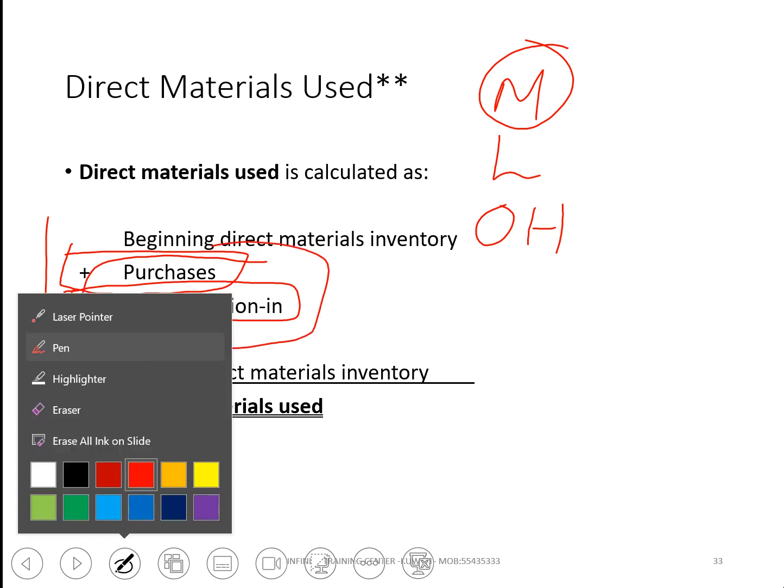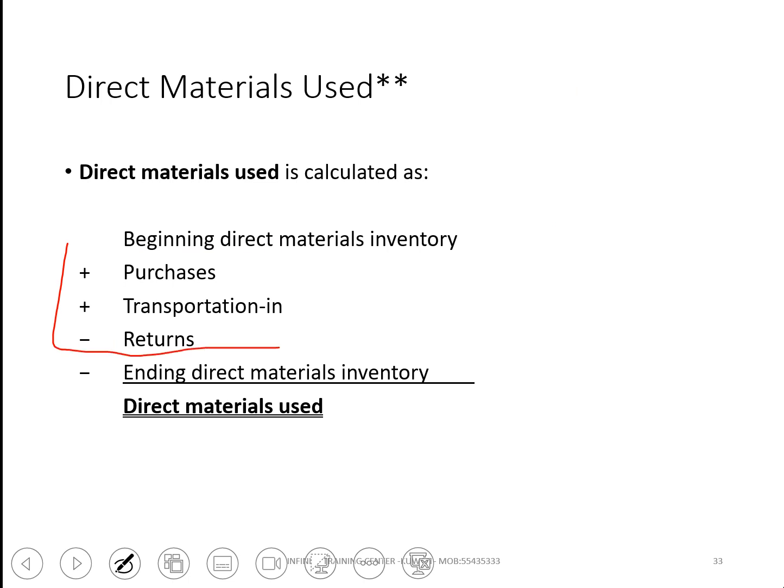This is the only thing you are getting now, right? If you take all these things, you will get how much you purchased during the period. But how much you purchased during the period doesn't mean that you used everything, right?